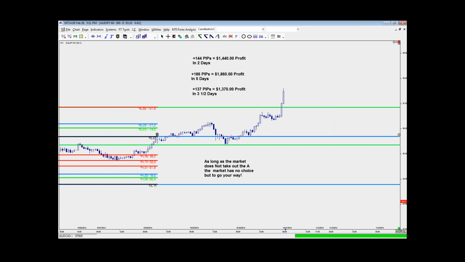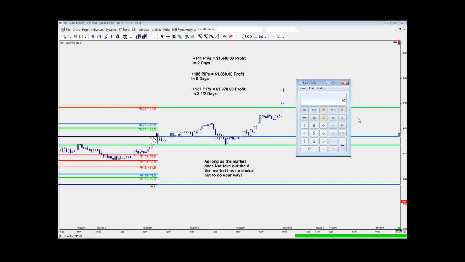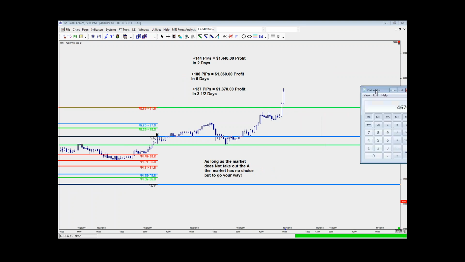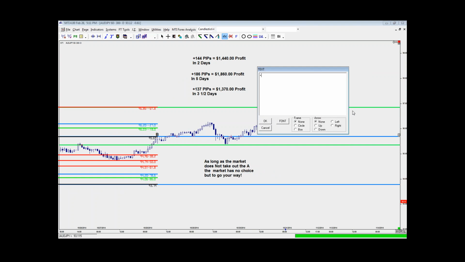So if we go ahead and just do the math real quick, I'm going to pull out my calculator so we can do this together. So the 3 trades were at 1,440 plus 1,860 plus 1,370, we're at $4,670 US dollars. Let's go ahead and add this up real quick. So we're up 467 pips, or $4,670 US dollars profit, and let's see here, that took 5, 8.5, 10.5 days, and 10.5 days.